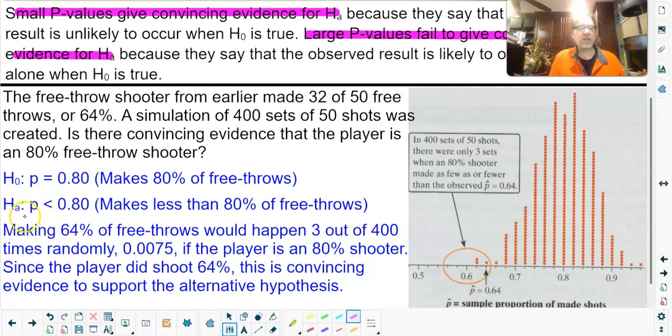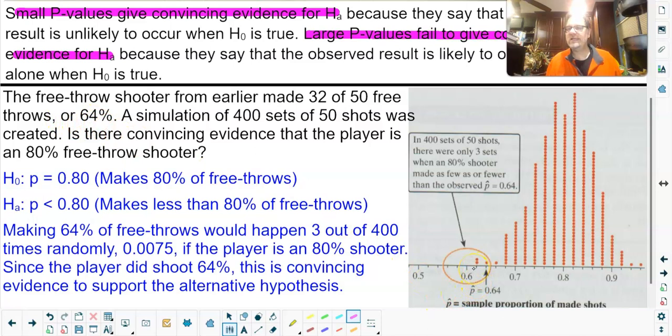Now, I do not look for evidence for the null hypothesis. My null hypothesis says that the proportion he should make is 80%. That means he's going to make 80% of his free throws. I don't look for that evidence. What I look for is the alternative hypothesis: the proportion that he makes is actually less than 80%. Okay, so then I look at my chart. And what I am looking at specifically is right here, this 64.